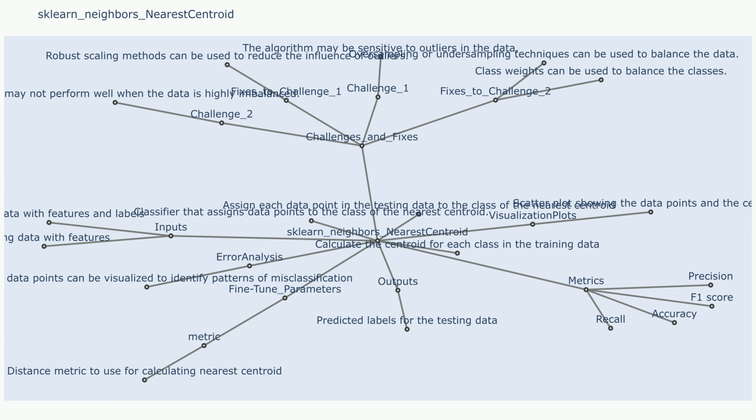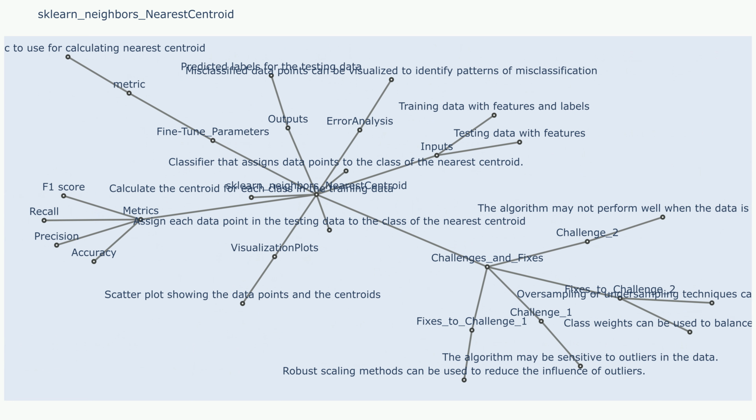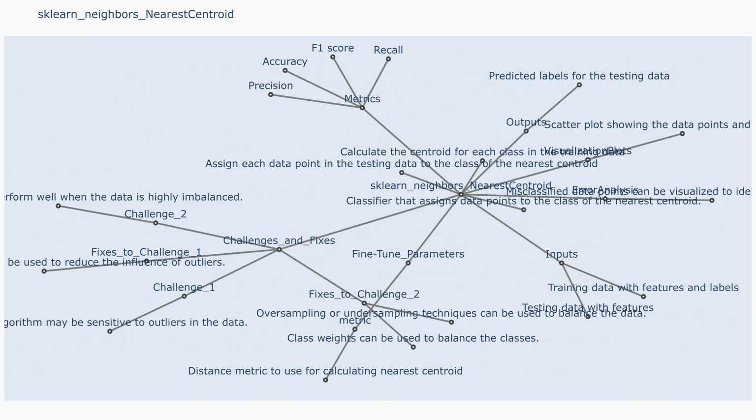Steps. Training. The algorithm computes the mean of the features for each class in the training data. This mean becomes the centroid for that class. Prediction. Given a new sample, the algorithm calculates the Euclidean distance between the sample and each centroid. The class of the closest centroid is assigned as the prediction for the new sample.